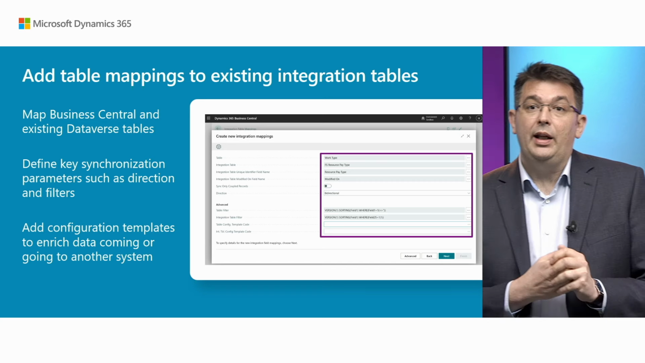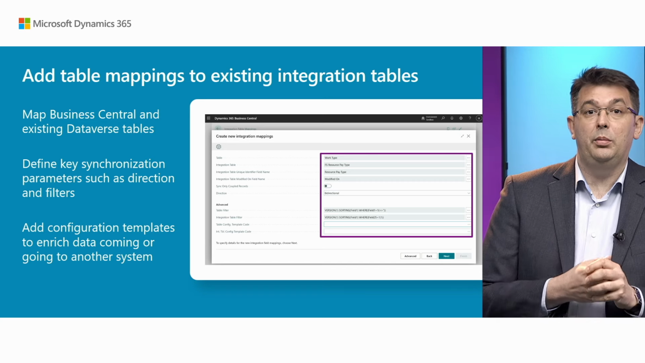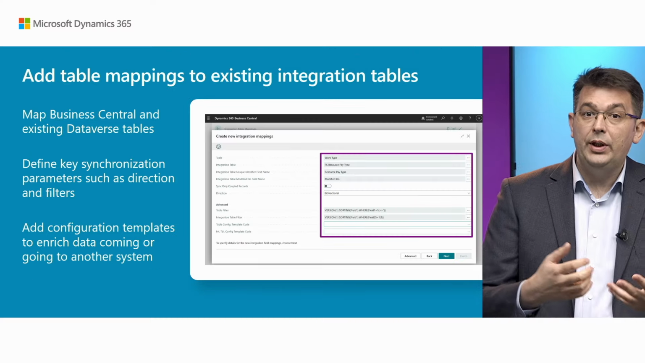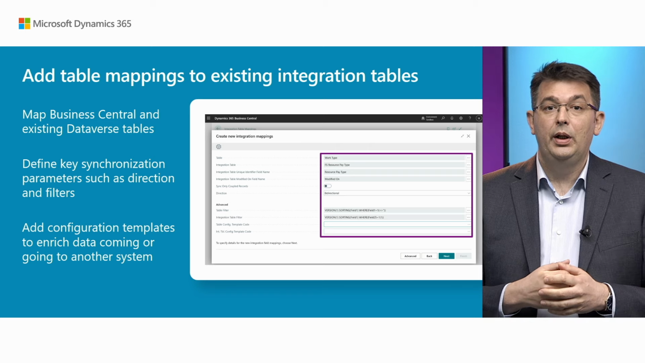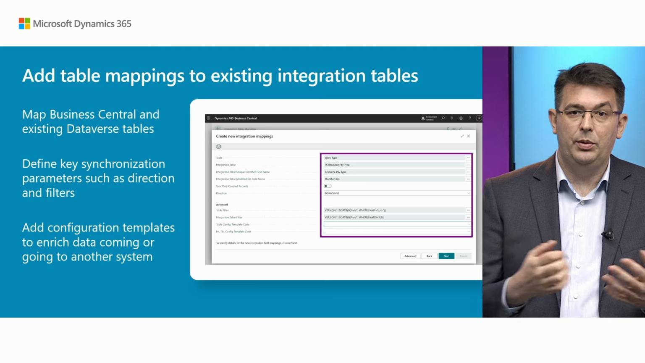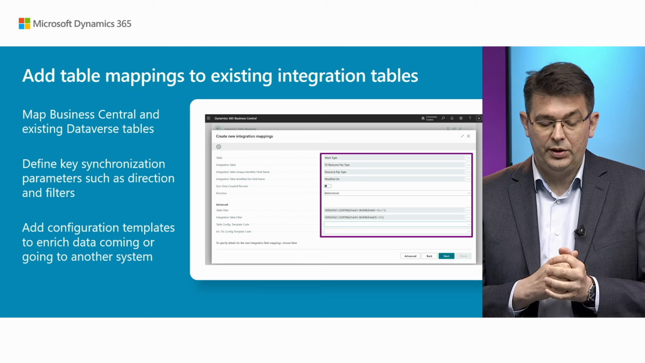Another addition that we've added here is a capability to add table mappings to existing integration tables. That has been a recurring request from our partners and our customers. And right now what you can do is you can simply go and define new tables that you want to map. You define the key synchronization parameters, such as description, such as direction and filters.